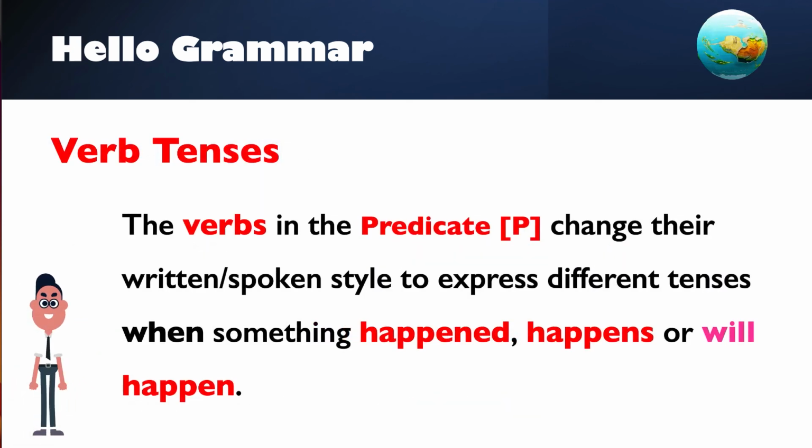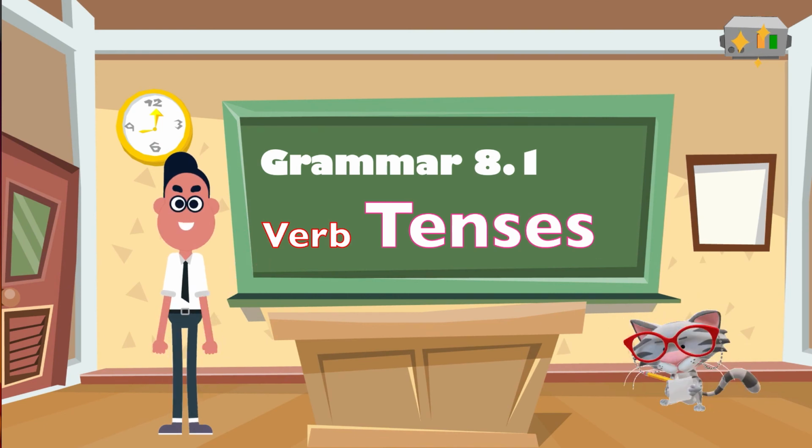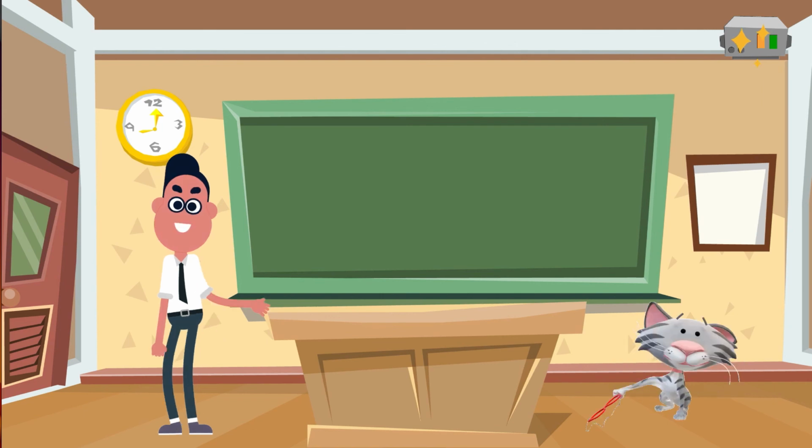So last thing to say about this, and then we move on to practice. Verb tenses. The verbs in the predicate can change their written, spoken style to express different tenses. When something happened, when something happens, or when something will happen. And we're going to look at that in practice of the verb tenses of grammar 8.1 in the practice section.